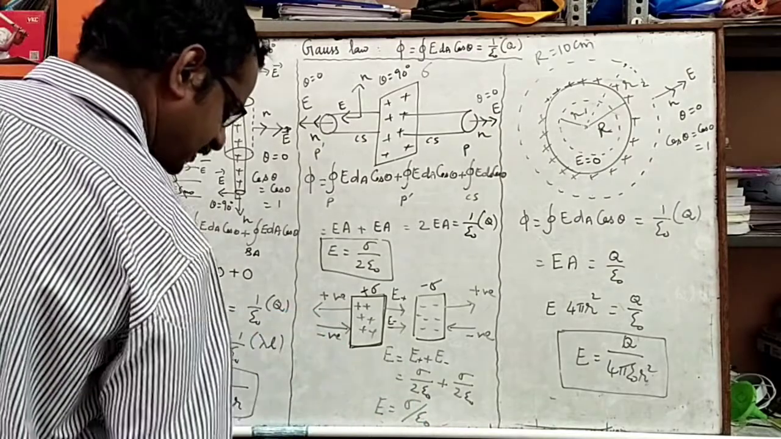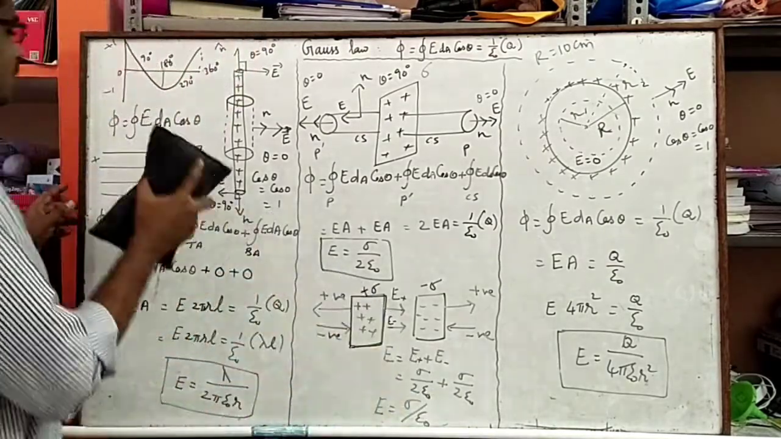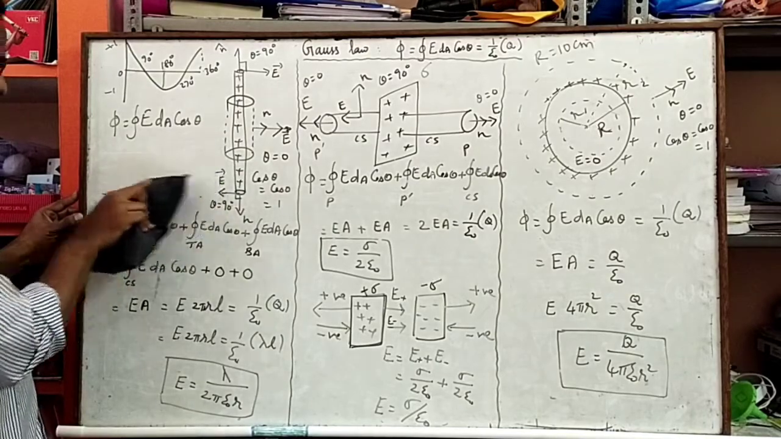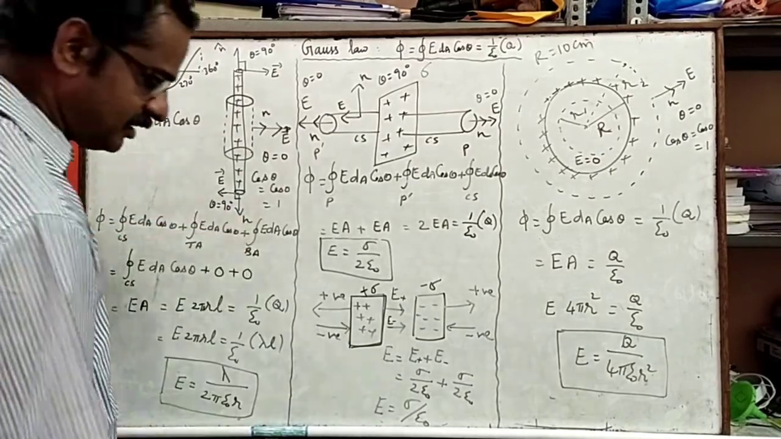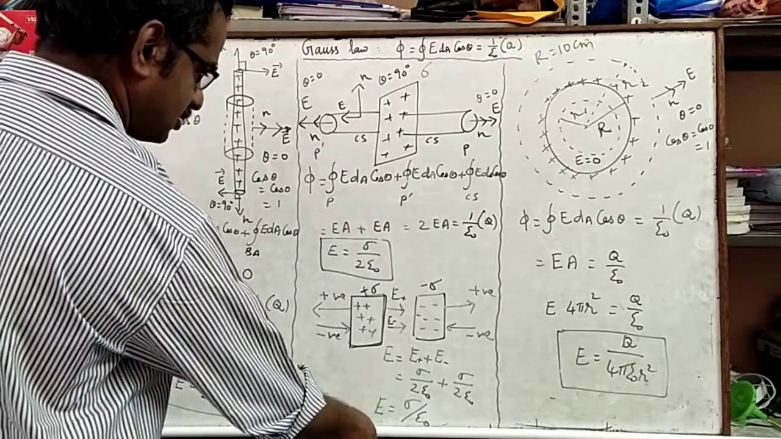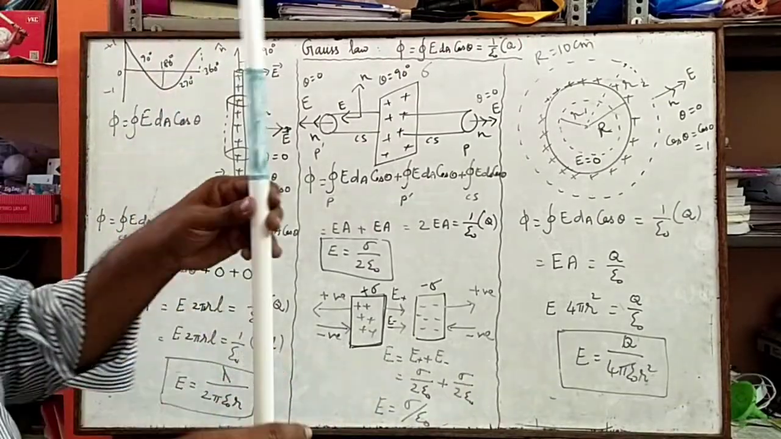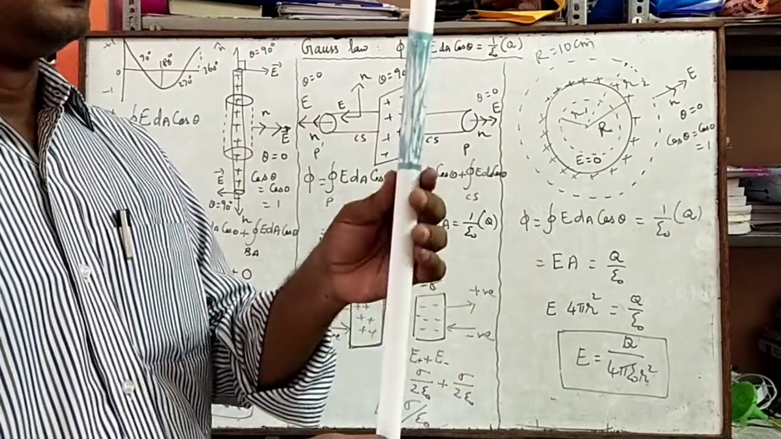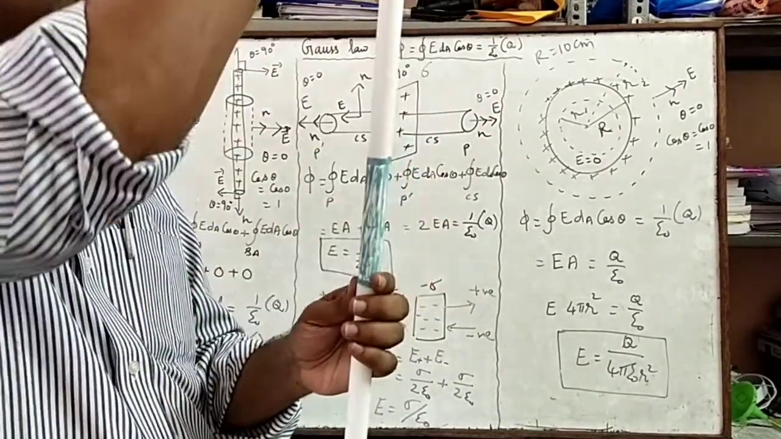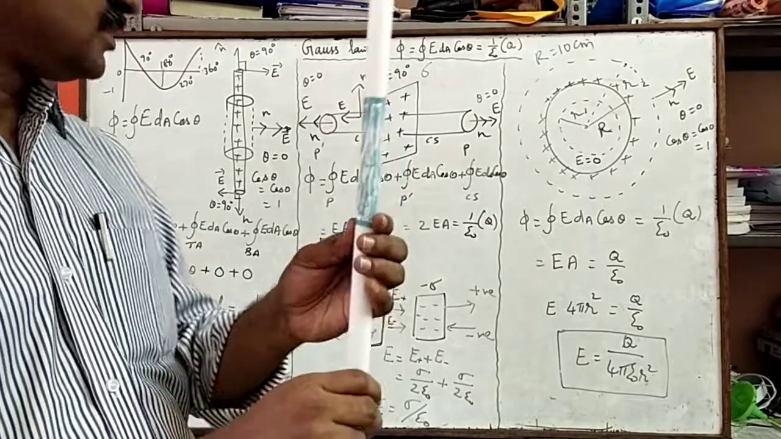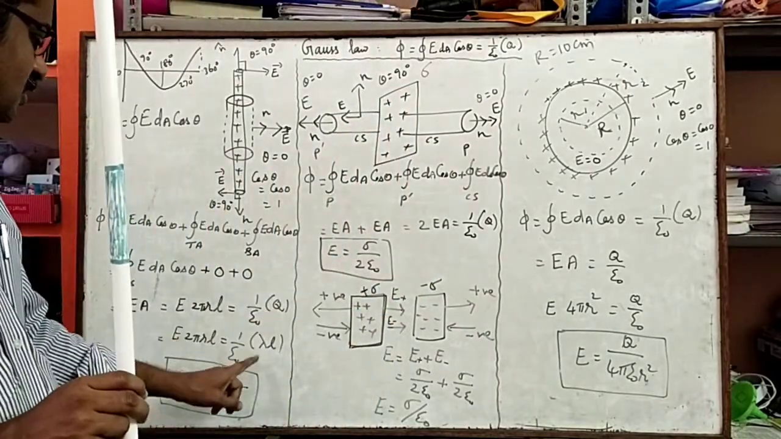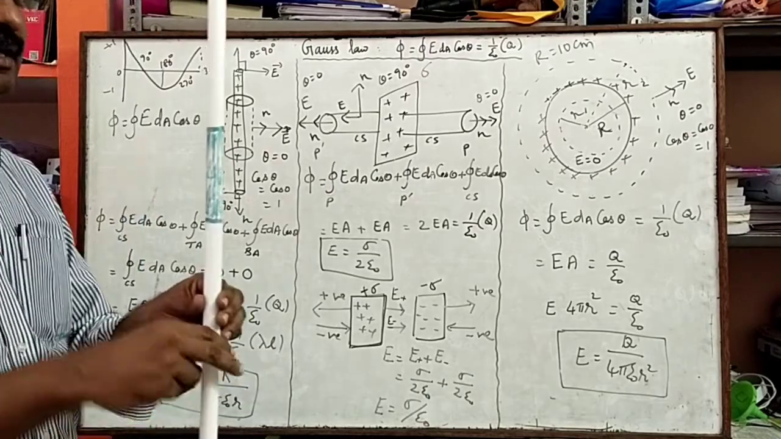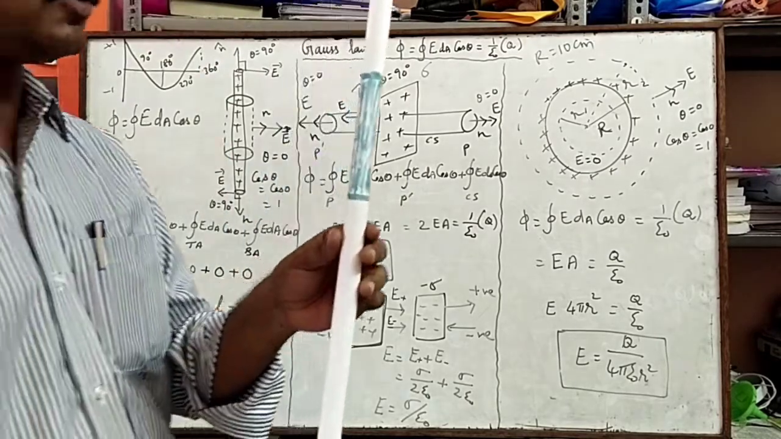Now we have applications of Gauss law. In the applications of Gauss law, first application is electric field at a point due to infinitely long charged wire. Imagine this is a long wire. Total charge in the wire Q is equal to lambda into L, where lambda is linear charge density, L is total length of the wire.